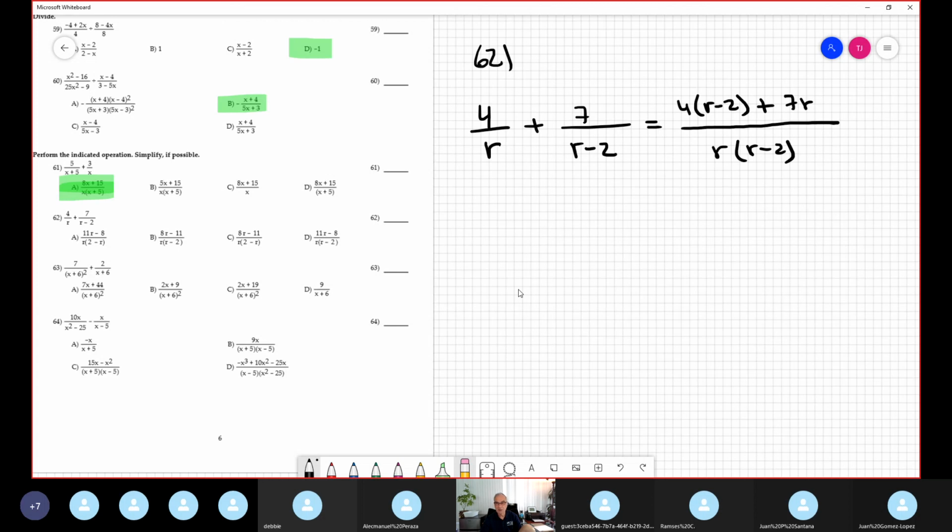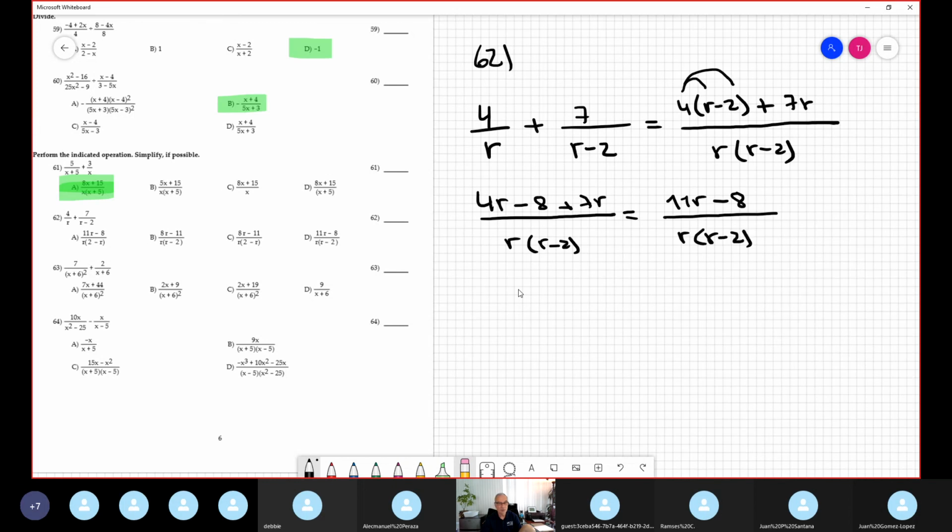Now what should I do? Well, distribute the property here. It is 4r minus 8 plus 7r divided by r times r minus 2. It's 11r minus 8 over r times r minus 2. And don't do any more. We cannot simplify. Remember, when it's addition or subtraction, plus or minus, we never simplify.